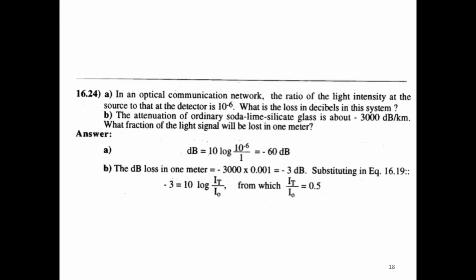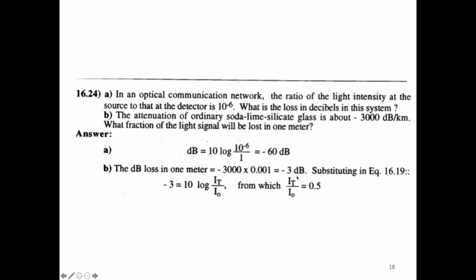For the other part, it says the attenuation. So it's giving you it in decibels per kilometer, 3,000 decibels per kilometer, and it asks you to determine what fraction of light signal is lost over 1 meter. So 1 meter in terms of kilometers is 0.001. And so if we multiply that by the decibels per kilometer, then that will give us decibels. And so that means that for 1 meter, we have 3 decibel loss, right?